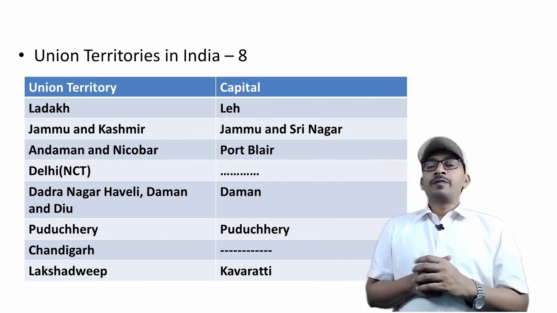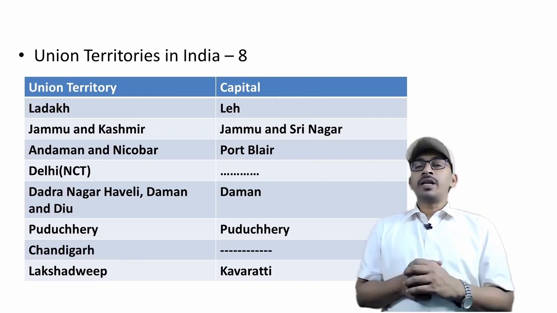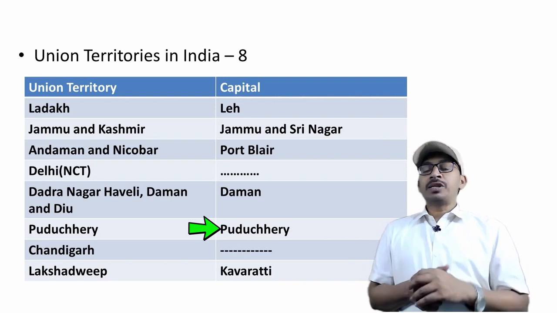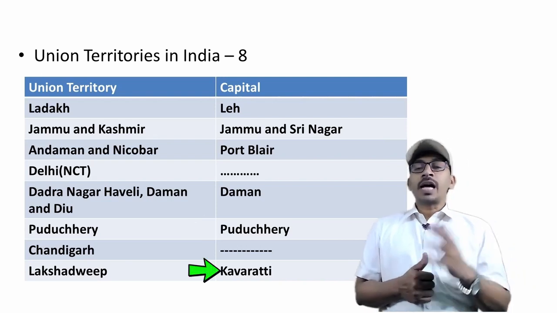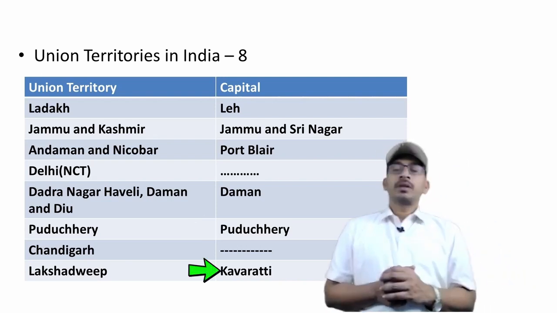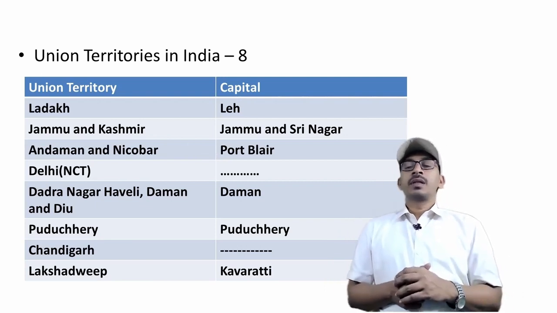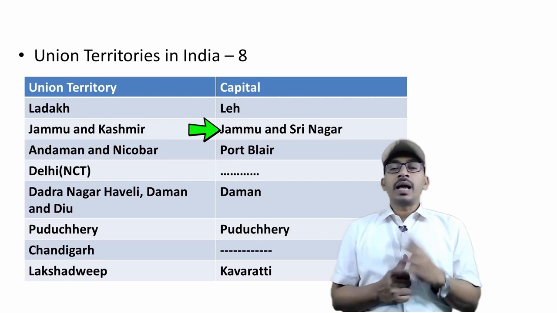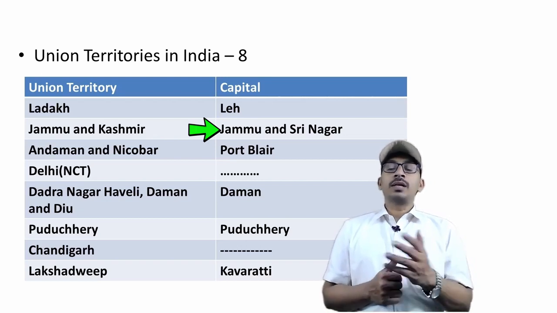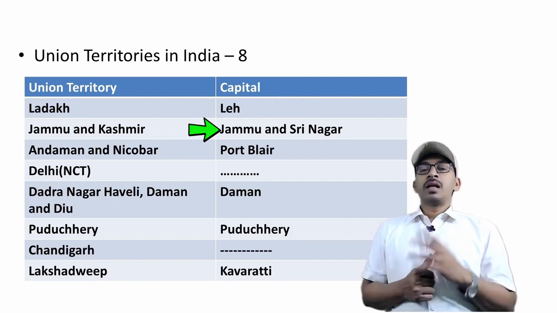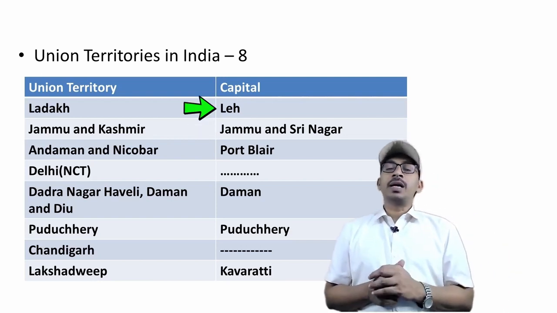The capital of Dadra Nagar Haveli and Daman and Diu is Daman. The capital of Puducherry or Pondicherry is Pondicherry. The capital of Lakshadweep Islands is Kavaratti. The capital of Andaman Nicobar Islands is Port Blair. Jammu and Kashmir has two capitals, Jammu and Srinagar. One is winter capital and one is summer capital. Then Ladakh Union Territory with capital Leh.